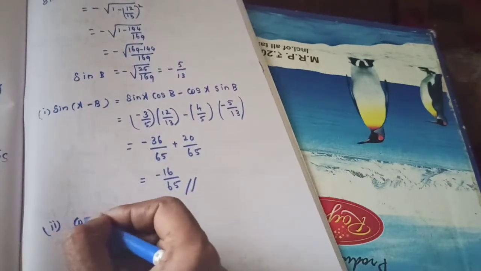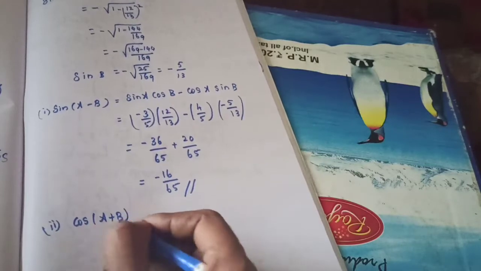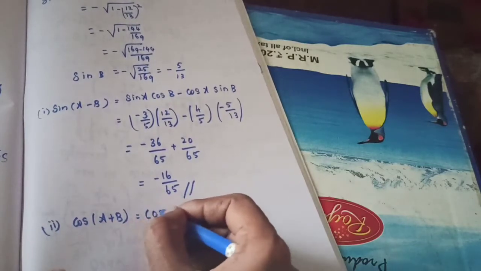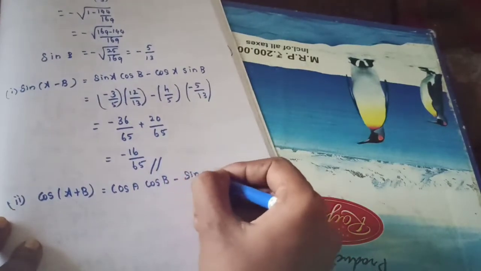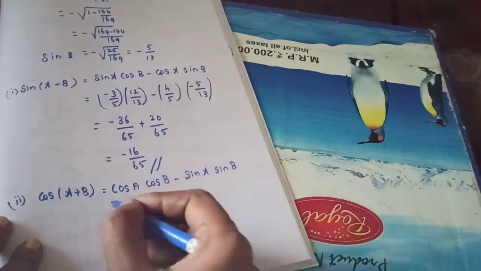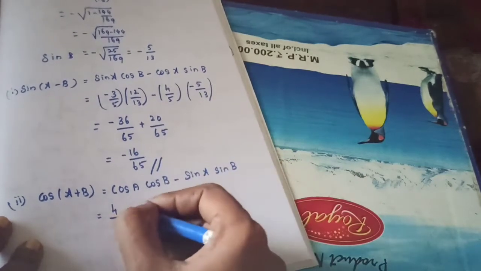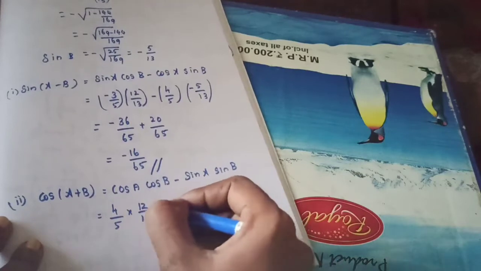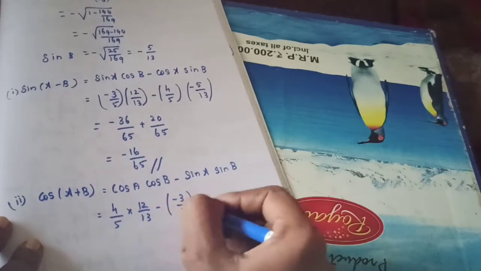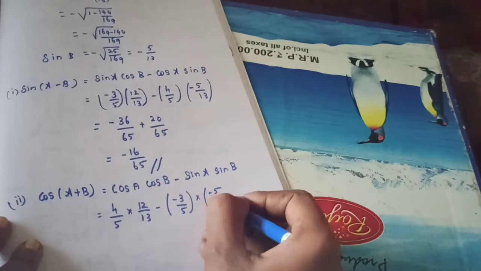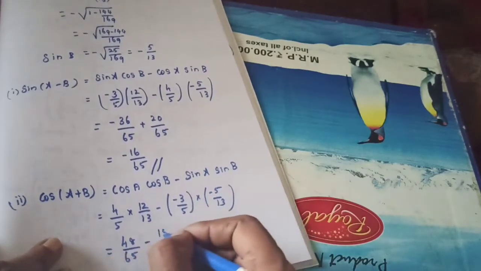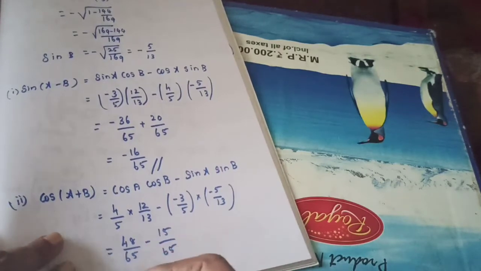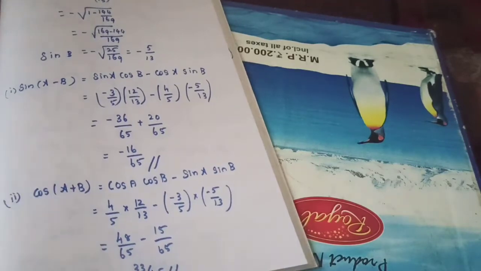Second Roman, what's the question? Cos of A plus B. What's the formula for cos A plus B? Cos A cos B minus sin A sin B. Okay, so cos A, what's the value? 4 by 5 into 12 by 13 minus 3 by 5 into minus 5 by 13. Multiply: 48 by 65 minus, minus 15 by 65. So what's the answer? 33 by 65. This is the answer. Understand, students?